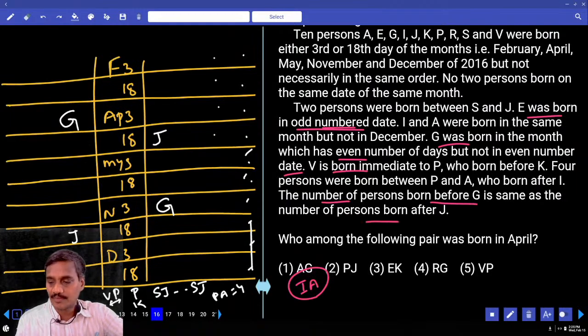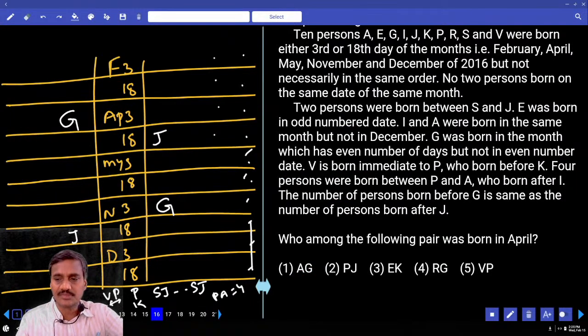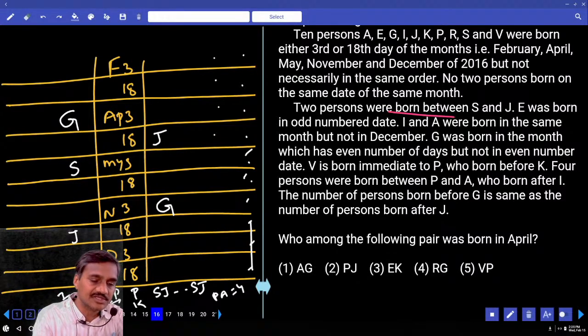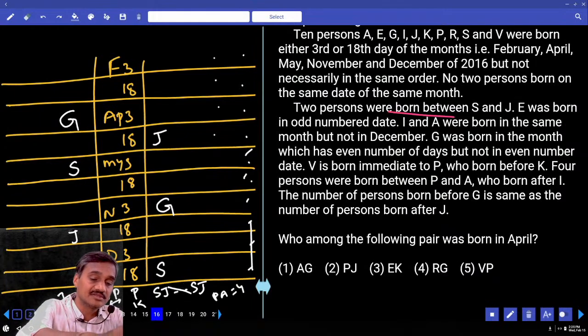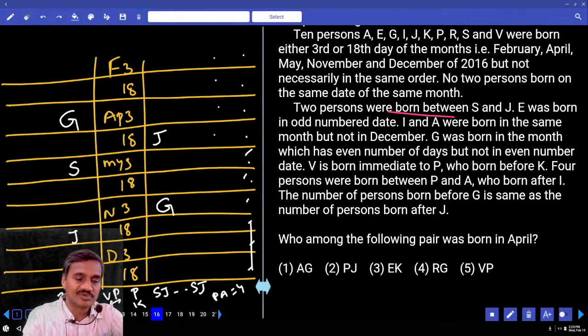Next one is, now 2 persons were born between S and J. Now 2 in between S and J, and say S must be here. Now 2 persons between S and J, we have done with this information. Now 2 in between S and J, S must be at the top.